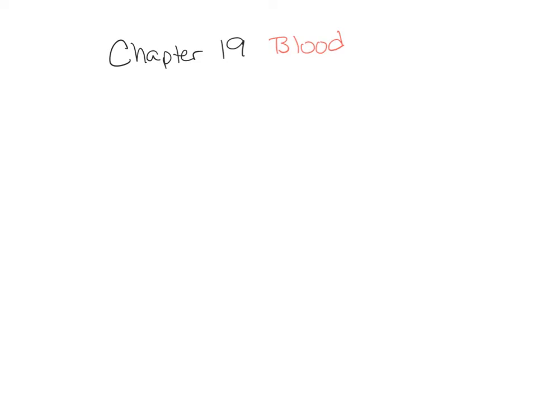This video is on Chapter 19, Blood. For Chapters 19, 20, and 21, we're talking about the cardiovascular system. Blood is the fluid component of the cardiovascular system. Blood is a specialized connective tissue that has 5 major functions.